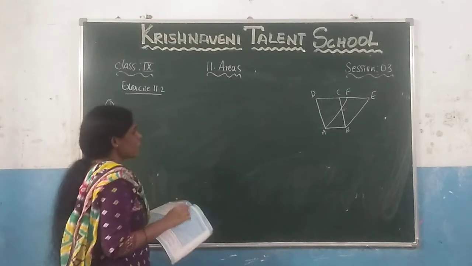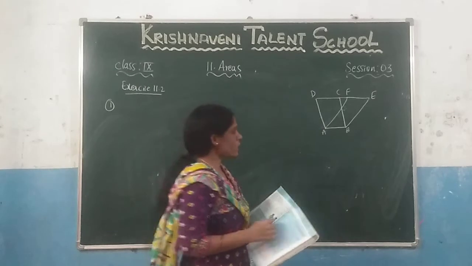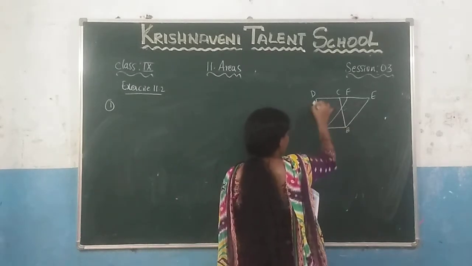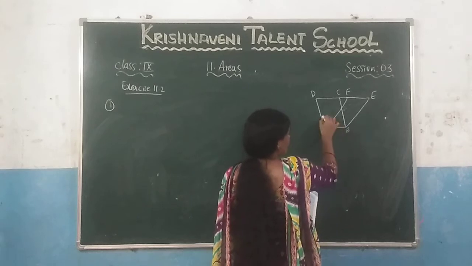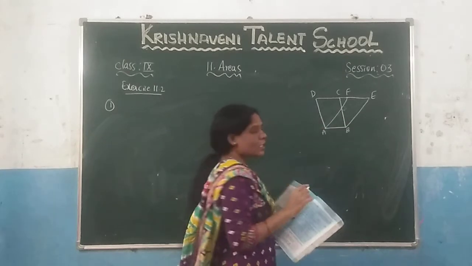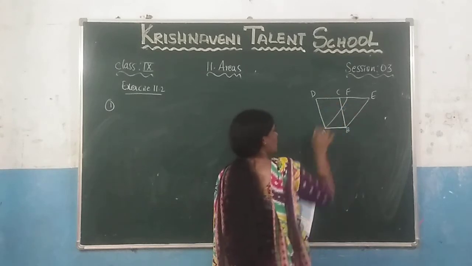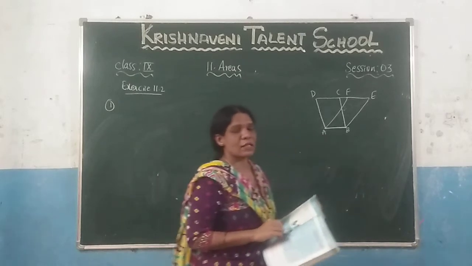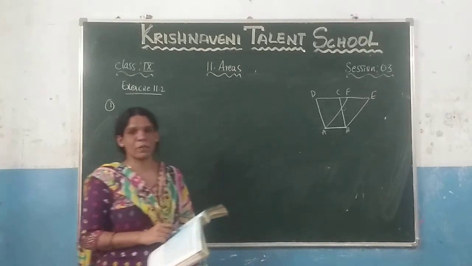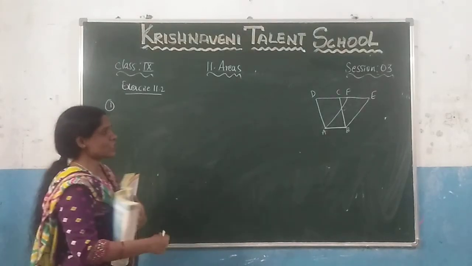Here you can observe the parallelograms. Here you have two parallelograms, one parallelogram is ABCD and the other parallelogram is AFEB. If you consider these two parallelograms, they are lying on the same base and between the same parallels. So we can say that the areas of these two parallelograms are equal because of the earlier theorem 11.1.